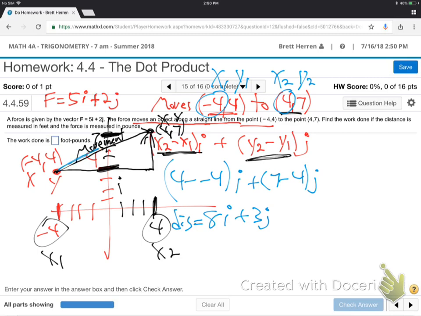This vector, which moves diagonally from minus 4, 4 to 4, 7, moves right 8 and up 3, doesn't it? 8i, 3j. Right 8 up 3 in that diagonal movement between those 2 points. Does everybody see that? So the sideways is just the difference of x's. That's the i. And the vertical is just the difference of y's. That's the j. 8i plus 3j. That's the distance that particle moved, whatever we're moving here.